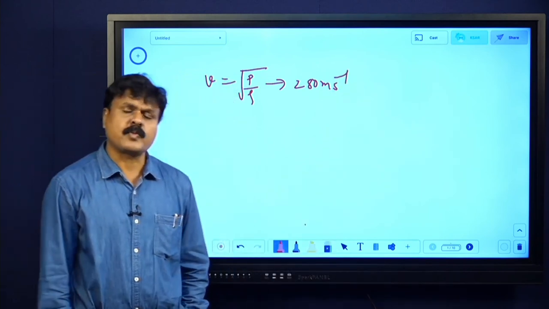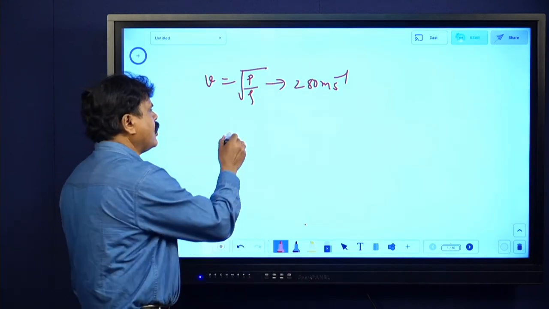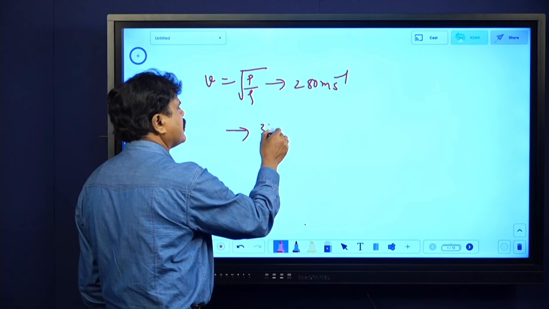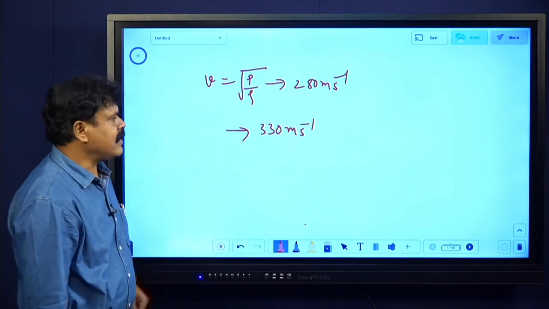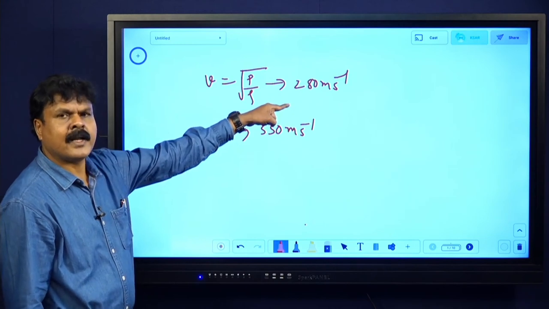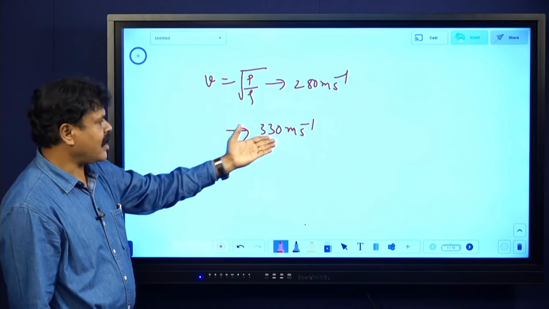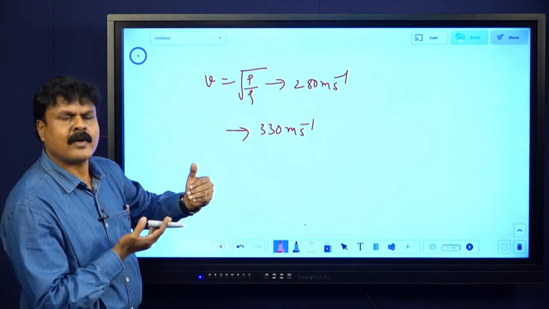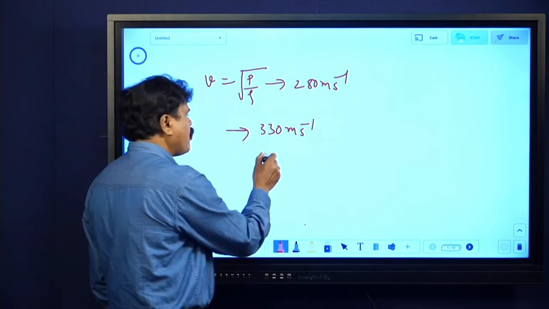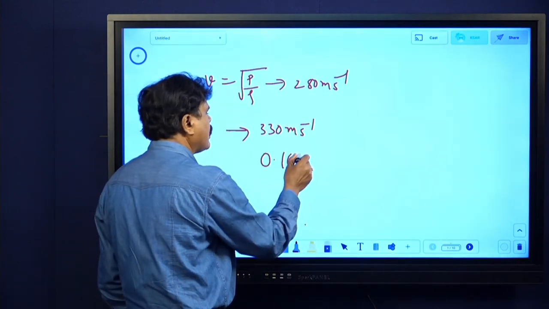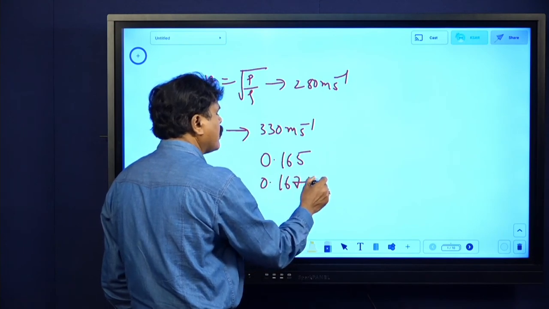But later, experiments have been done. Experimental value, it was around 330 meter per second. Where can I accept? You have to always accept experimental value, not the theoretical value. Then Laplace had given correction. He got around the same thing, 331.5 or something. So now it is okay. But whereas 0.165 and 0.167 are almost same. So that is what you have to write.